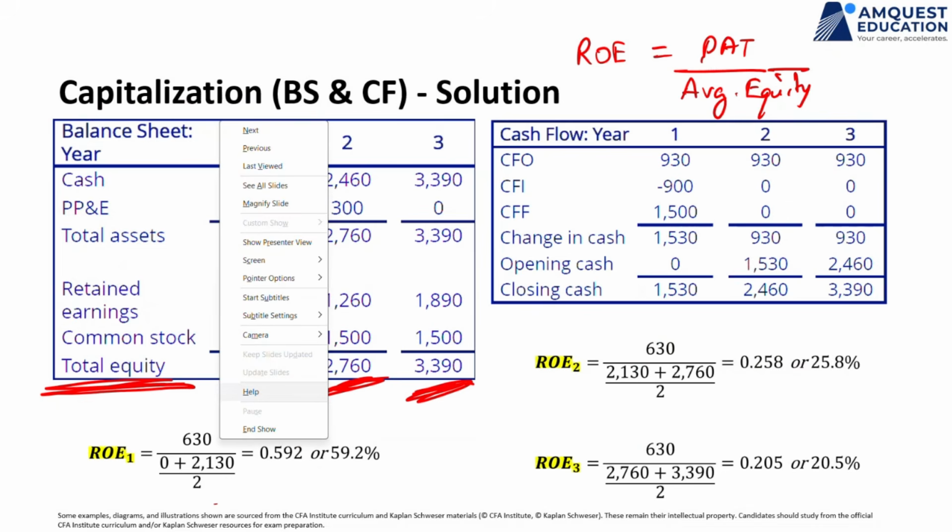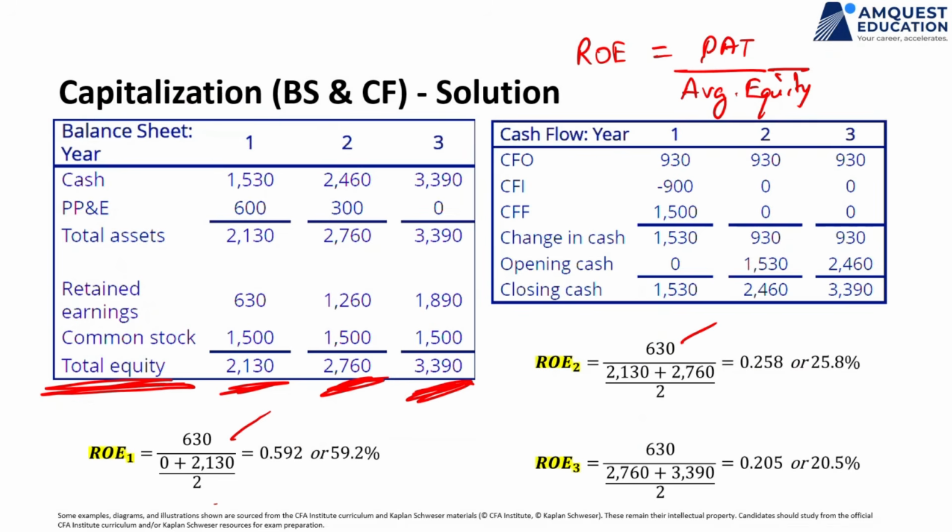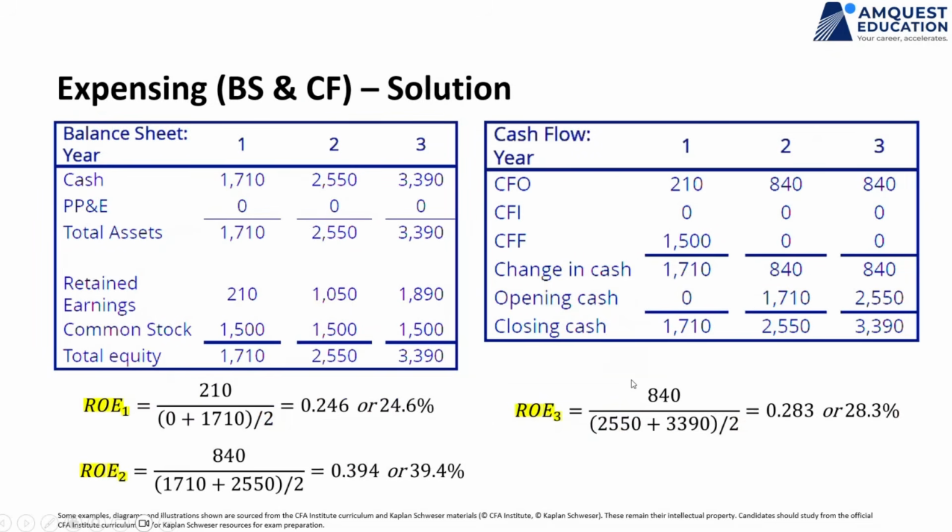So 630, 630, 630, 3 years, and average equity, which means every year's equity number, 2 years of numbers, take an average. But if you expense, obviously return on equity will be lower because your profit is lower in year one.